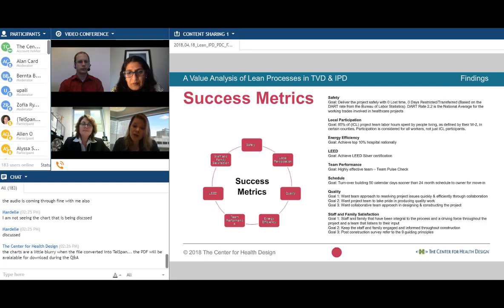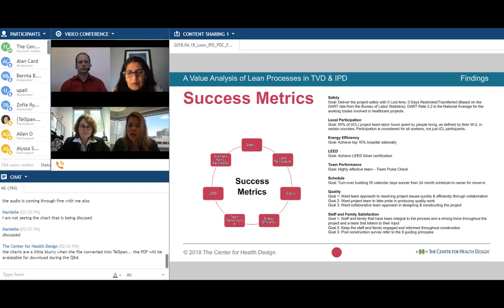Different success metrics. This is just a list of the success metrics that we measure throughout the project, and they're not what you would typically see a design construction team or even just an owner put together. It's actually representative of the entire team. So it includes safety, not only safety in the construction world, participation of the community, participation for the entire team. There were sustainability goals. There were very strong team performance goals that we evaluated throughout the project all the way through to the end of construction.